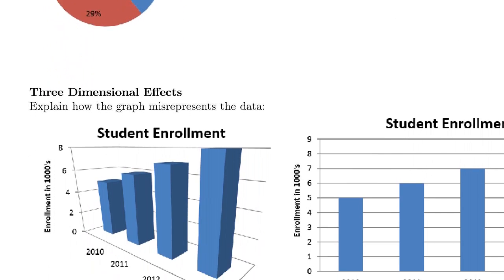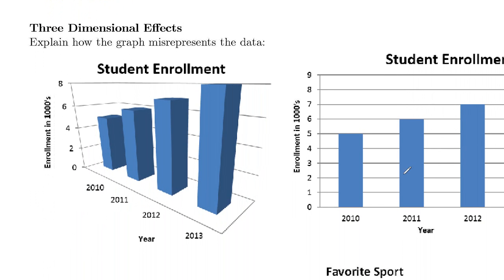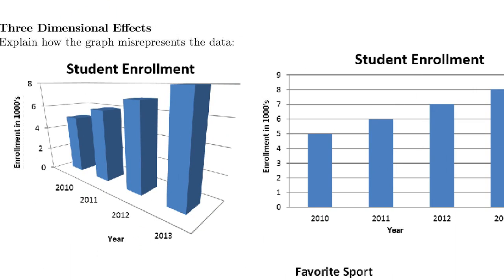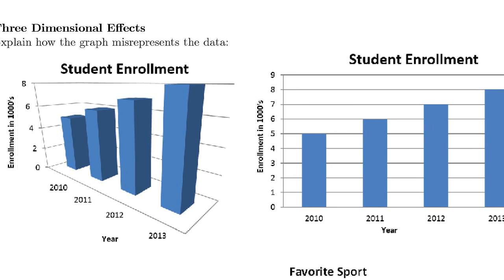However, when you're looking at circle graphs or bar graphs, you can run into three-dimensional effects. So notice here we've got the same graph and it's drawn two different ways. This is a three-dimensional version. This is a two-dimensional version. We are looking at the student enrollment in thousands for 2010 through 2013.